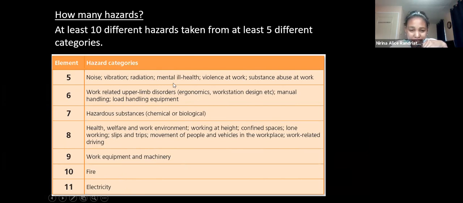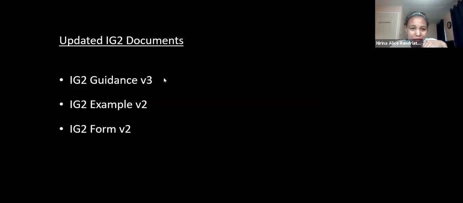So this table is, again, in the guidance provided by NEBOSH. And those documents have been sent to you already. If not, you can also check the documents on the NEBOSH website. Okay, so talking about documents, these were the documents that were updated.